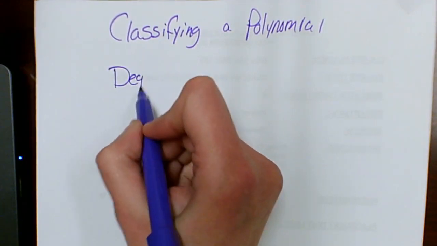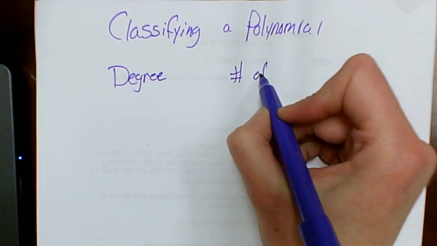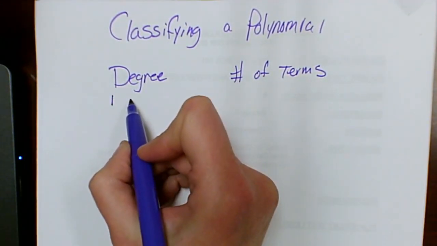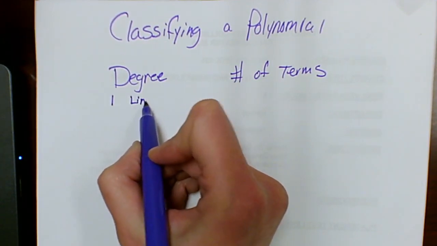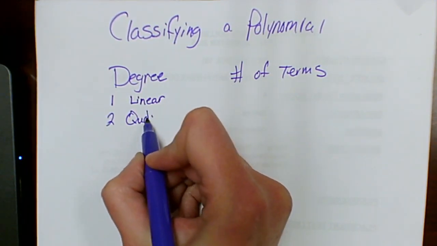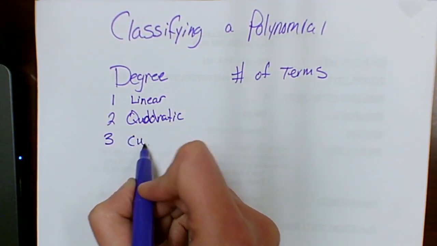We will classify a polynomial along with understanding the different parts of the polynomial. So first we're going to talk about the degree of the polynomial and then the number of terms. So the degree, if our variable is to the first degree, it is linear. Second degree, it is a quadratic.